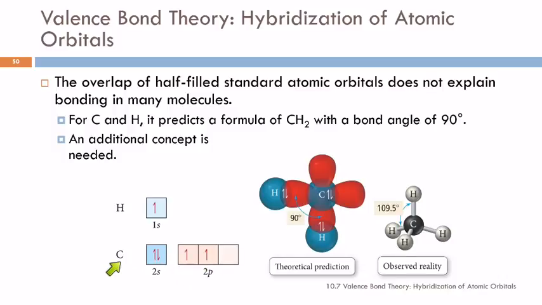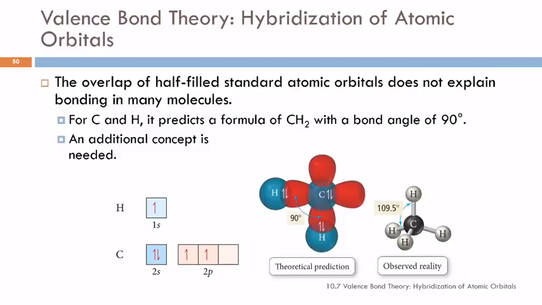And so what valence bond theory is going to say is, well, one hydrogen can overlap with this p orbital, and another hydrogen can overlap with that p orbital. And it would predict that we have something like this, where the formula would be CH2 with a bond angle of 90 degrees. But what we observe actually happening is that carbon and hydrogen form methane, and there's actually 4 hydrogens that bond to carbon, and the angle's 109.5.